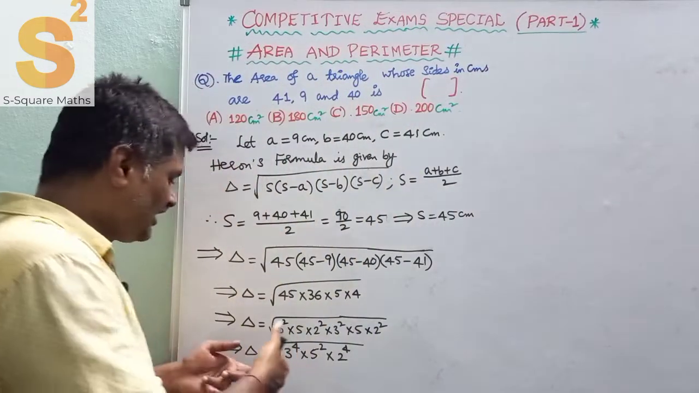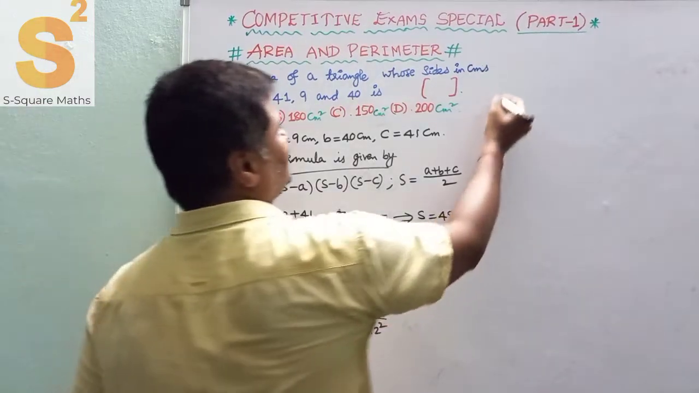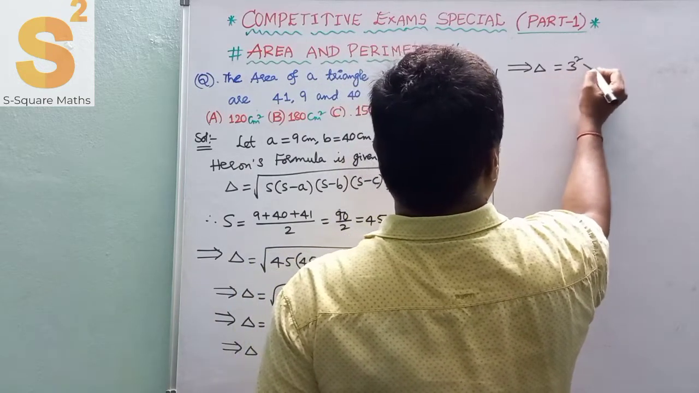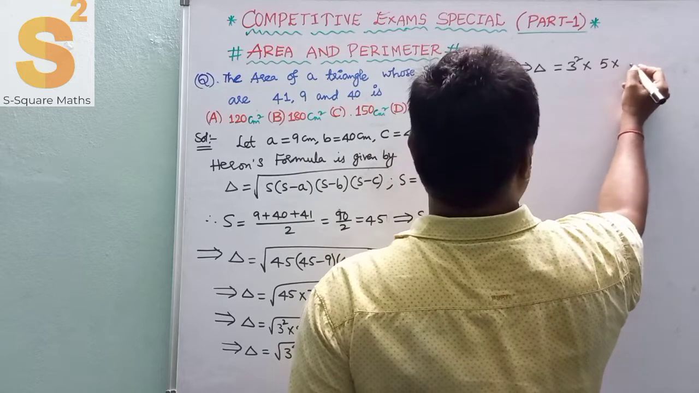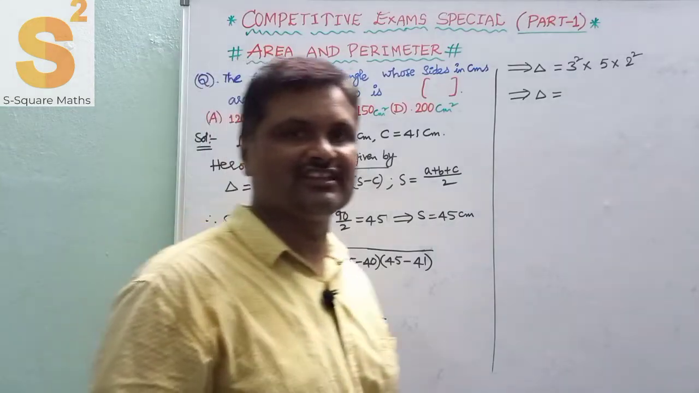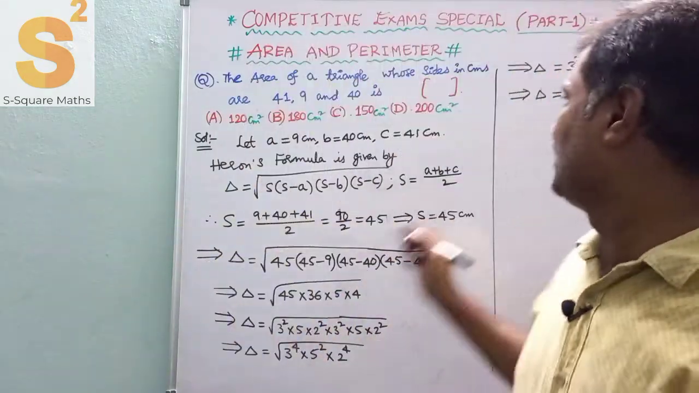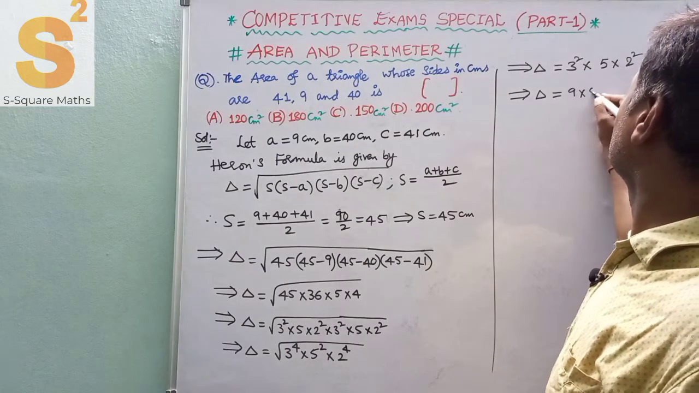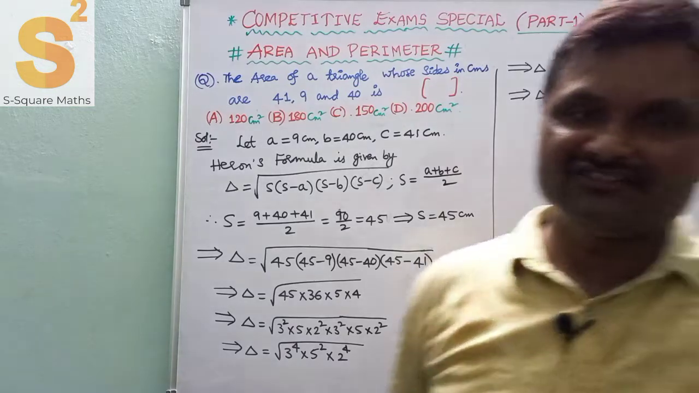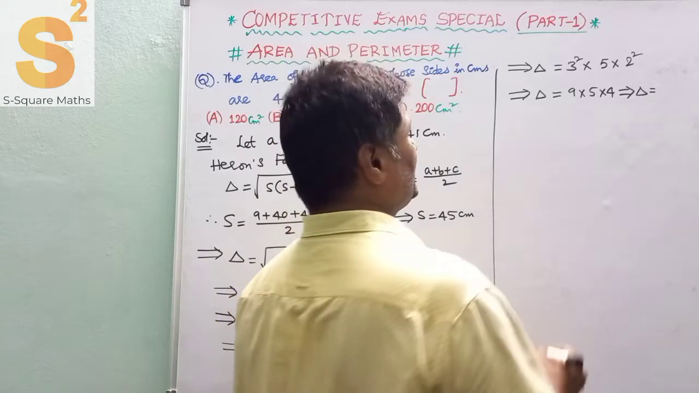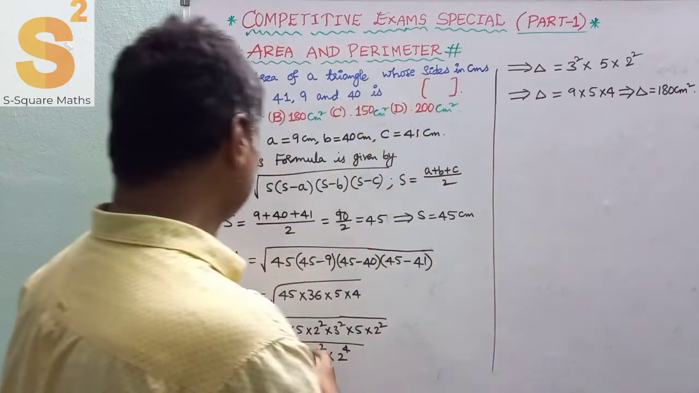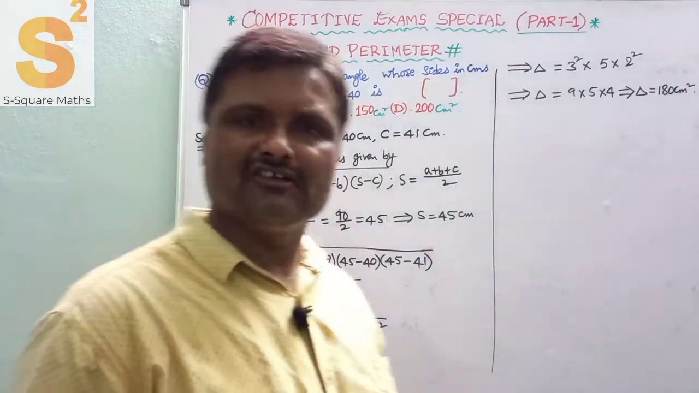Since we have them under the root, I can now write delta is nothing but 3 square into 5 into 2 square. Because under the root we have root of xyz is root x into root y into root z. So now 9 into 5 into 4, which gives you delta is equal to 9 into 5 is 45, 45 into 4, you are going to get 180 centimeter square. This is the area of the triangle by the traditional method, our general, regular method.